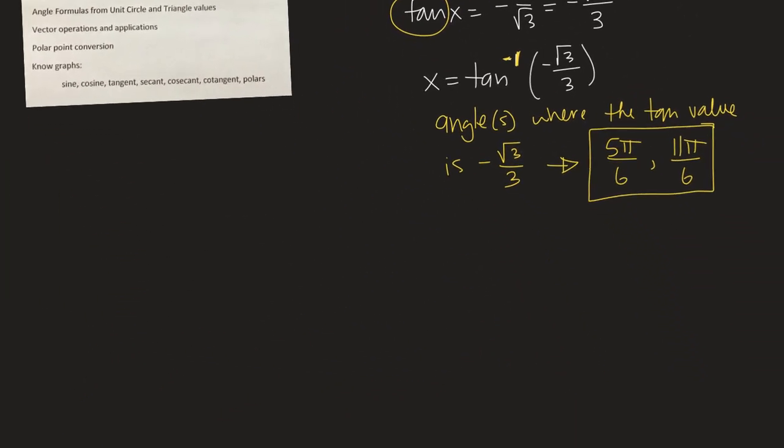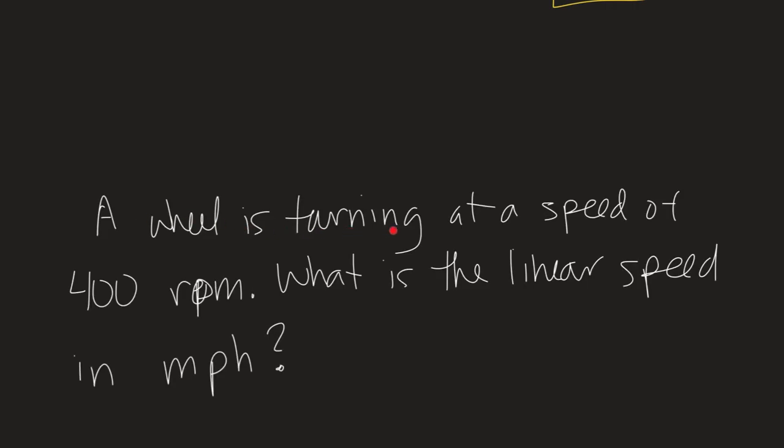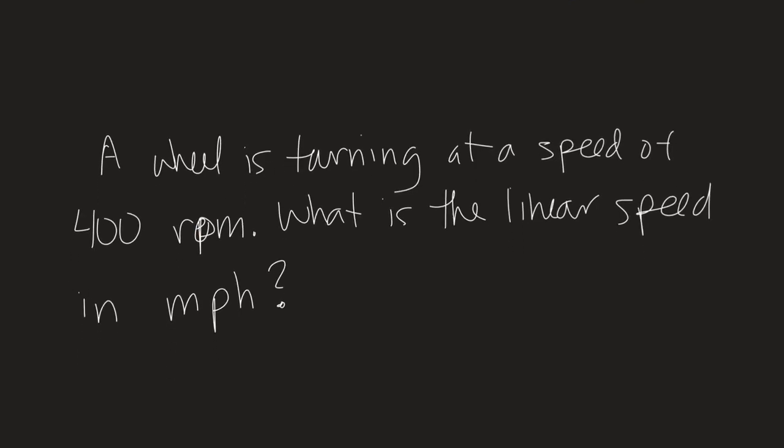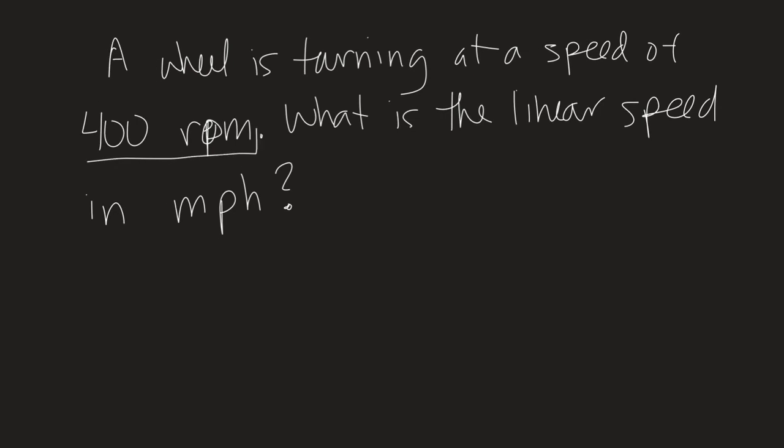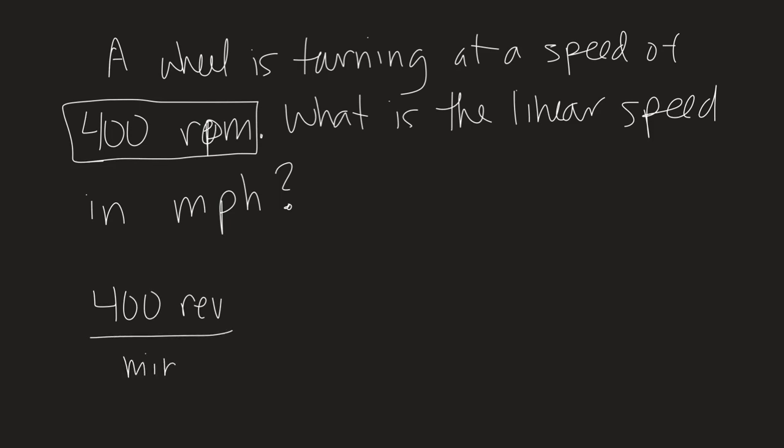Okay, linear speed and angular motion. So let me write a problem. Here we go. A wheel is turning at a speed of 400 RPMs, or revolutions per minute. What is the linear speed in miles per hour? Okay, so this is a conversion problem that we're going to start with simply by looking at the RPMs. So we're going to start with 400 RPMs. So that's 400 revolutions or rotations every minute. So now I need to start my conversion.